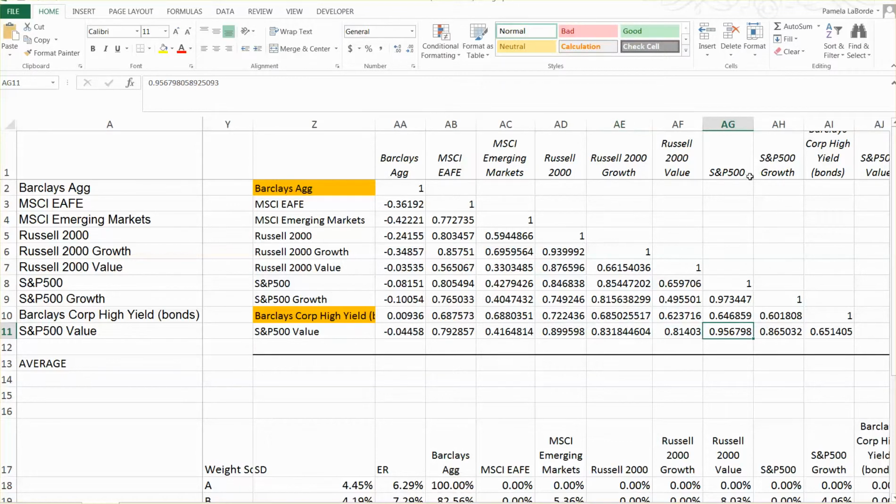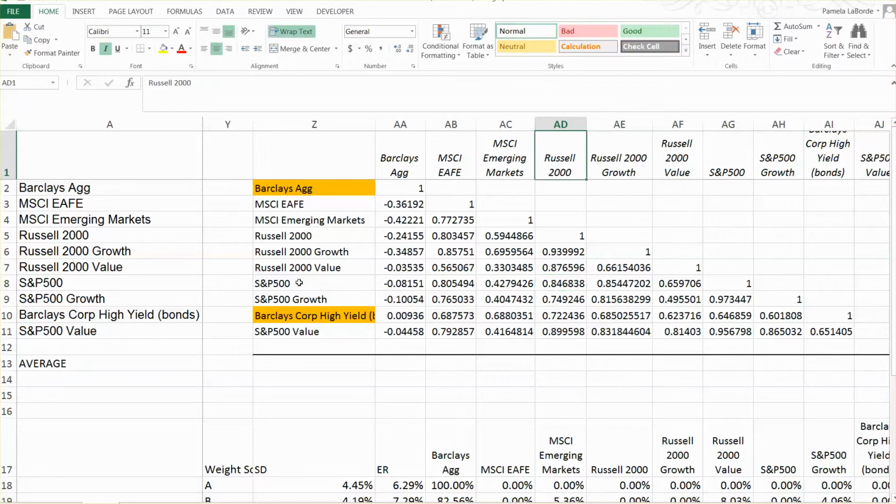And here the S&P 500 value and the S&P 500 correlate very highly together. And I'm kind of curious to see the S&P 500 and the Russell 2000. So that would be here.